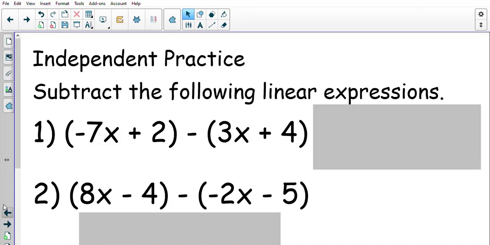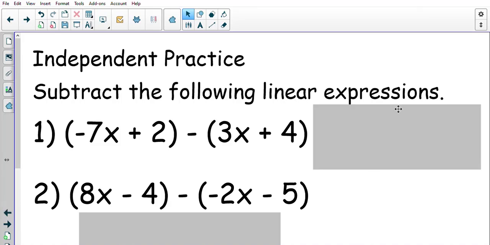Before we do that though, there are 2 questions here that I want you to try. Go ahead and pause the video, jot these down someplace where you have some space, perhaps above numbers 1 through 3, and then we'll take a look at these in just a few moments. All right, so hopefully you've tried these 2 questions. Let's begin with number 1.